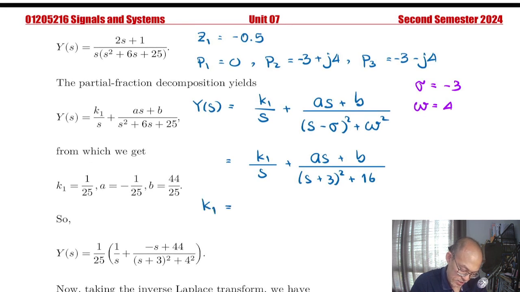K1 is easy because it is distinct from the rest. So I have s times Y(s) and then plug in s as 0. When I multiply Y by s, I have to drop this, right? So when s is 0, I have 1 over 25. So K1 is 1 over 25.